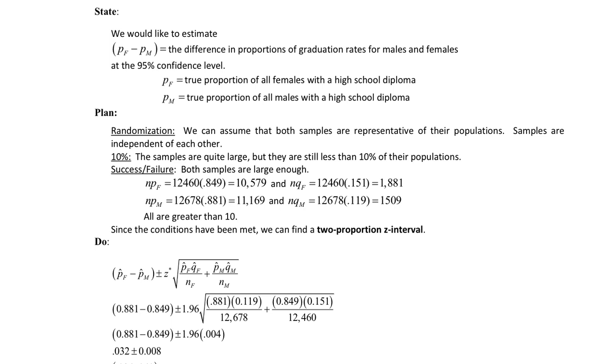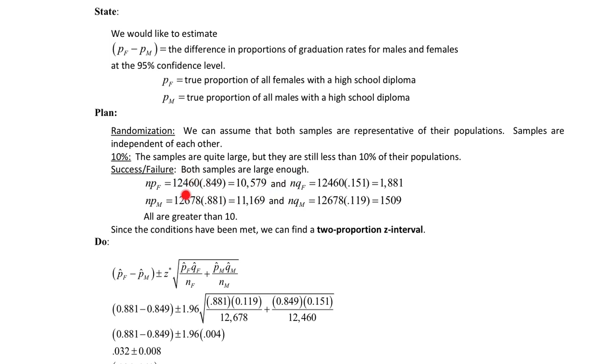And maybe you could assume that because it's the US Department of Commerce, and it does say it's a large scale survey. Samples are independent of each other. So this is a new thing you have to add to the randomization part. Obviously, since I've got males and females just separated, one's not going to affect the other. The samples are quite large, but they still are less than 10% of the populations.